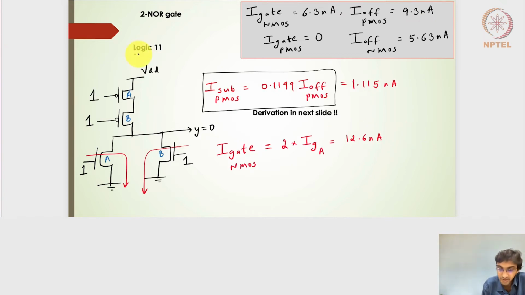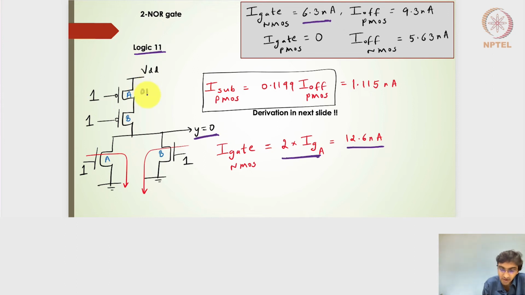Moving ahead, if I have a logic of 1, 1, so that means 1 and 1, my output node is pulled to 0 volts. So having a 1 and 1 here will not have any kind of subthreshold leakage current on the pull down side. I will have only the gate leakage current, and the gate leakage current coming from the two transistors will be nothing but 2 times the Ig, the gate leakage current attributed to the NMOS side. So it will be 2 times the 6.3 nanoamperes, which is 12.6 nanoamperes.